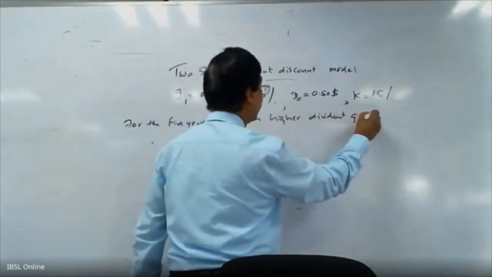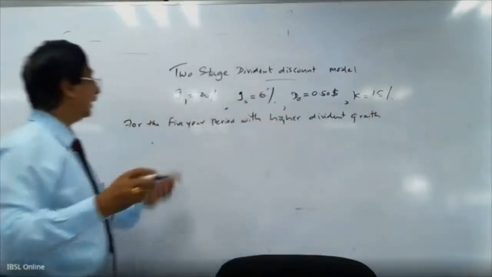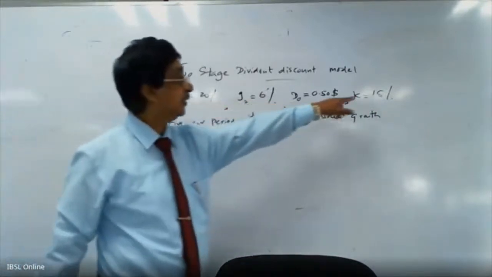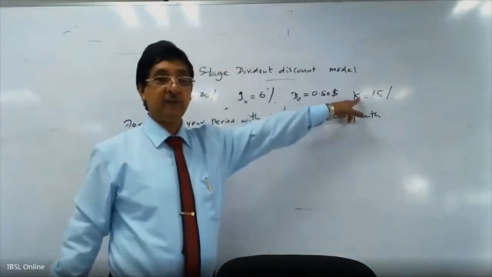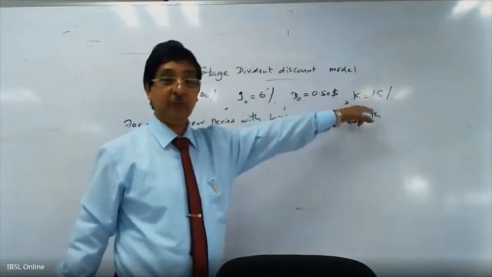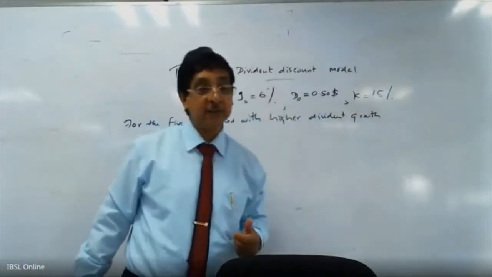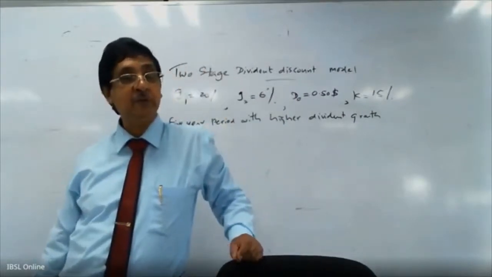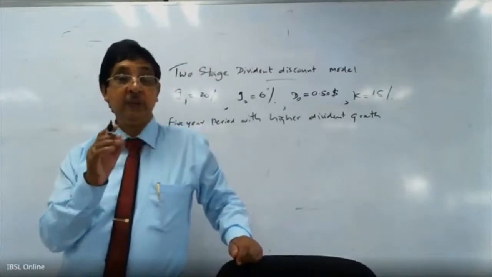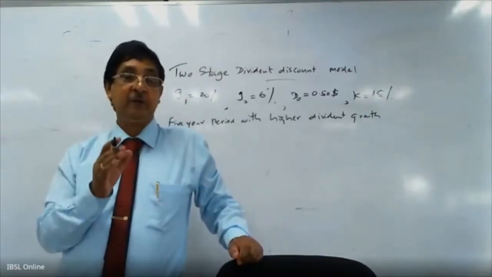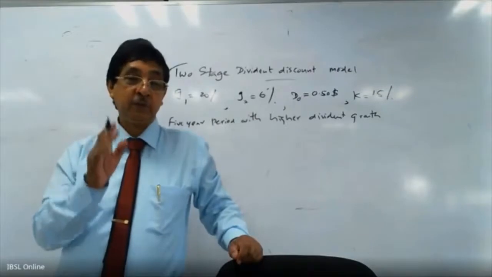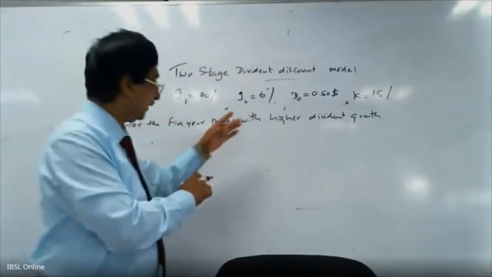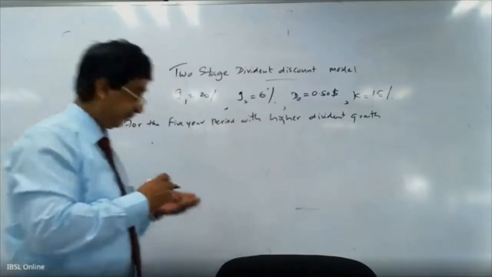Why do we say it is higher? Because at the beginning, the growth rate is 20%, which is higher than the required rate of return. It was 15. So the growth rate is higher than the required rate of return. Therefore, we are not in a position to work this sum out with the one-stage dividend model. So we should go for the two-stage model. That is why we started working out this sum in this manner. Right.